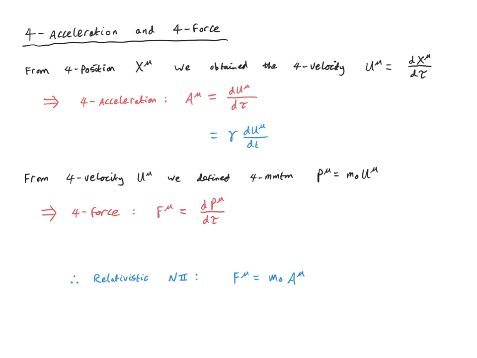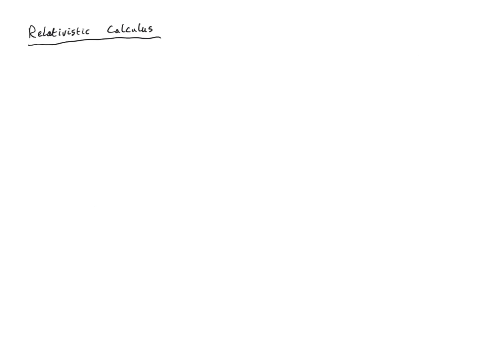We'll be discussing more on this in the next lecture on relativistic mechanics. What about relativistic calculus? How can we take derivatives of 4 vectors? Well, if we start with the 4 position, which has components ct, x, y, and z, then of course we can take derivatives with respect to each of these components.